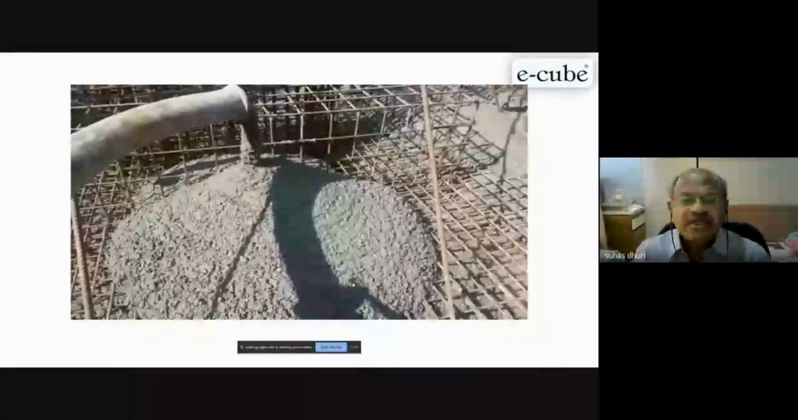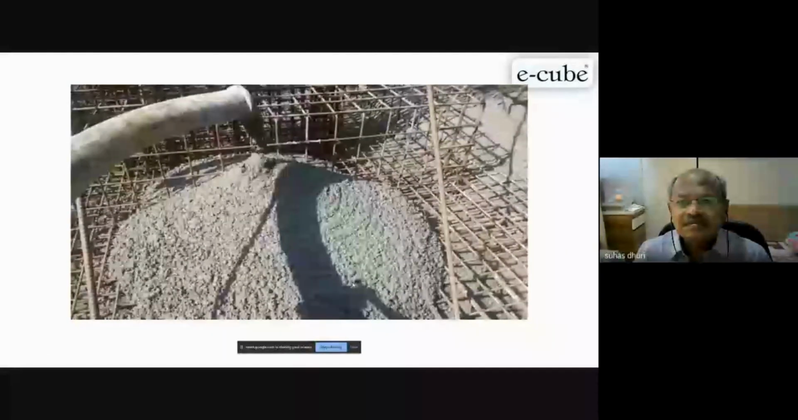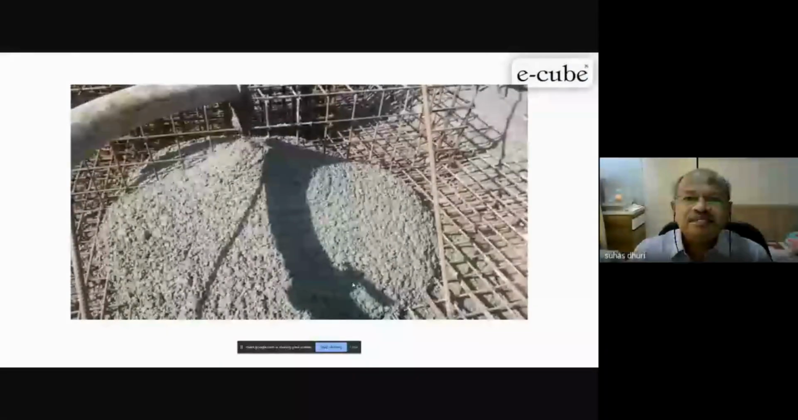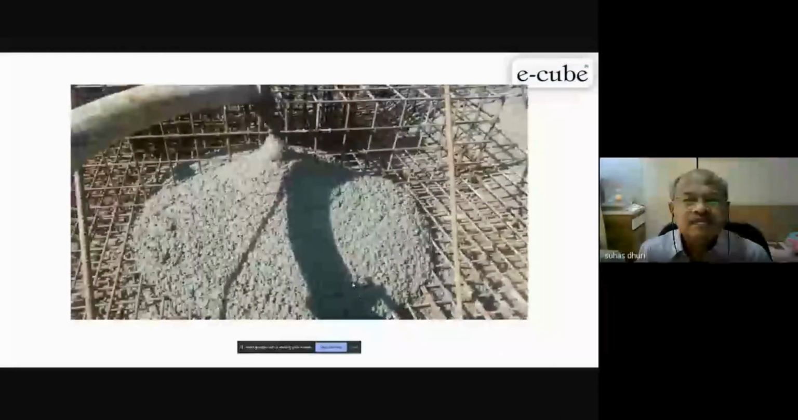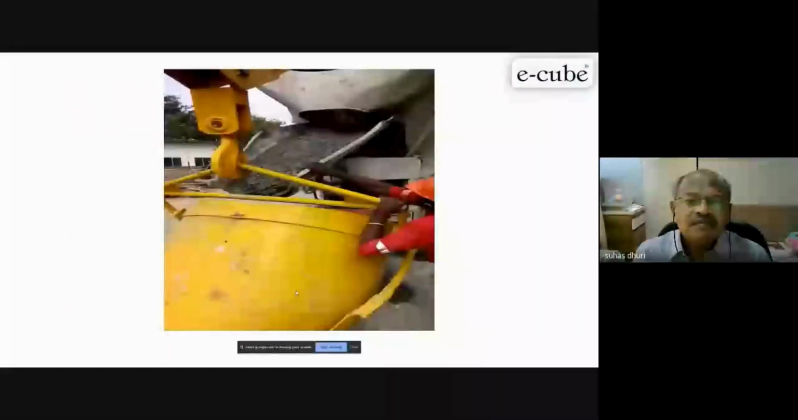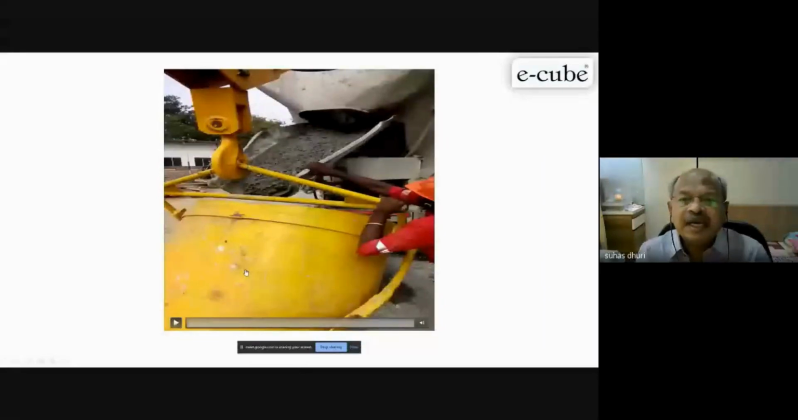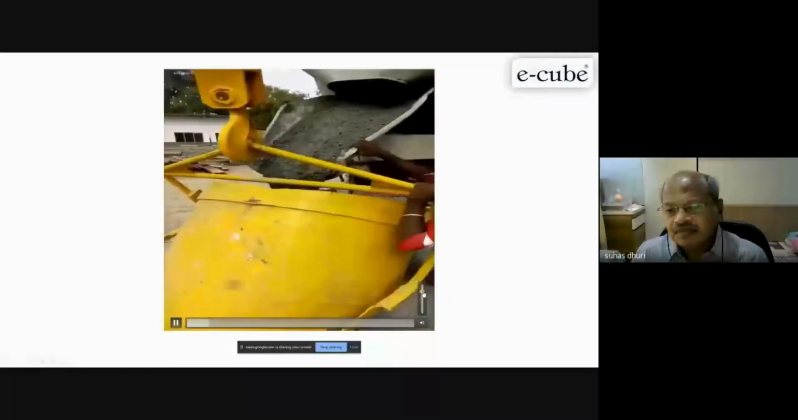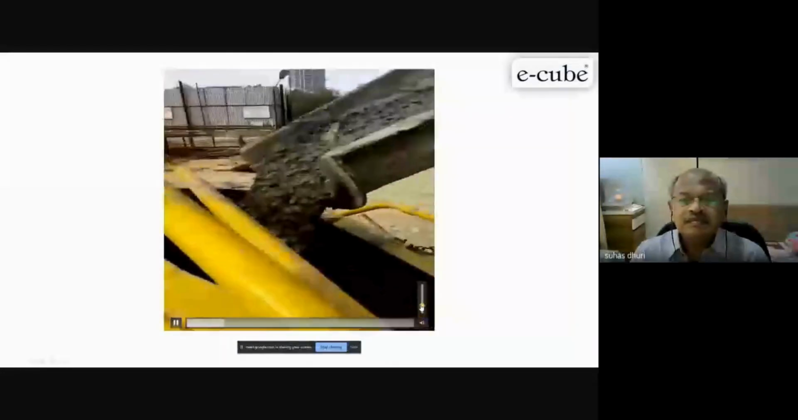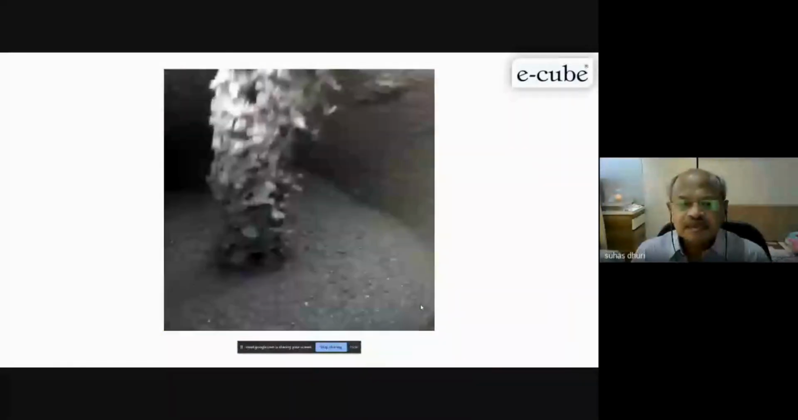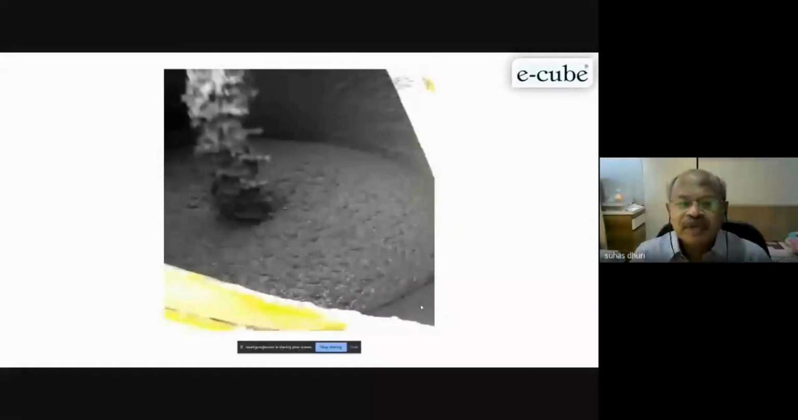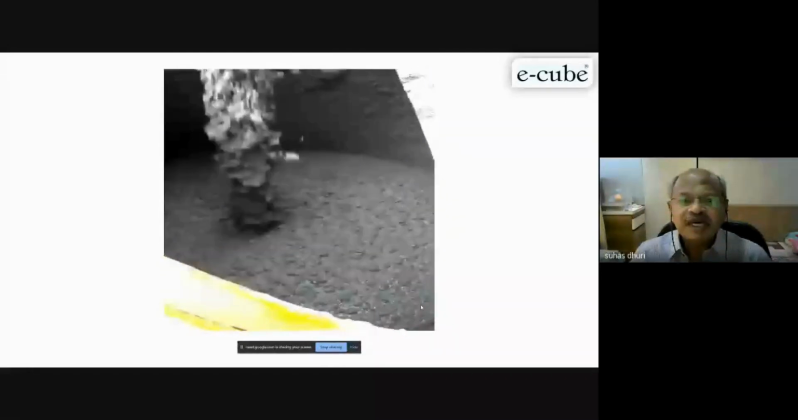So when you are using admixture, this is taken on the site. Now this is in your crane bucket. And you see the concrete here, how it flows. See the concrete. It's a very cohesive mix and very easy to place even by crane.